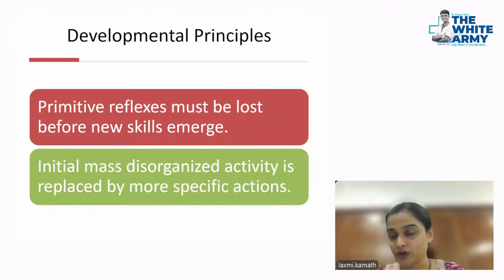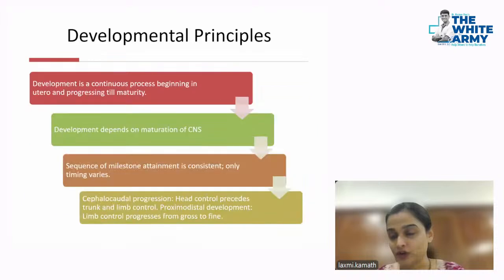is that mass, generalized activity is replaced by more specific action. As we go through the development, you will understand all of this. So initial mass disorganized activity means, before a mature pincer grasp, the child will always try to hold a ball with both hands. That is the bidextrous approach. So this is a disorganized activity: going and catching the ball with both hands and then slipping away, then trying to catch again. So it is more disorganized. As the child grows, it will be able to catch a pen or a ball with a single hand. So this is a more specific action. So these are the 6 principles.